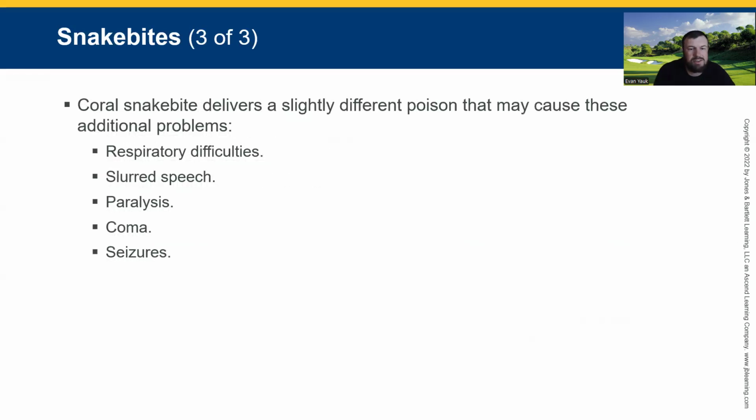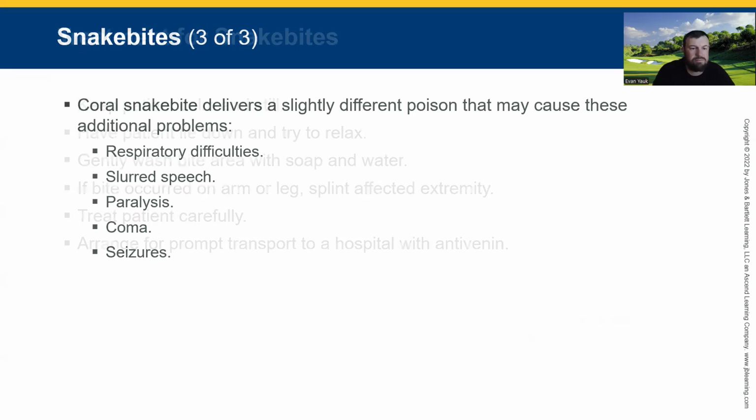Coral snakes deliver a slightly different poison and may cause these additional problems: respiratory difficulties, slurred speech, paralysis, coma, seizure. So what does that sound like? That sounds almost like stroke symptoms to me. So we've got to be very aware of what we're walking into, because we might be looking in the wrong direction.